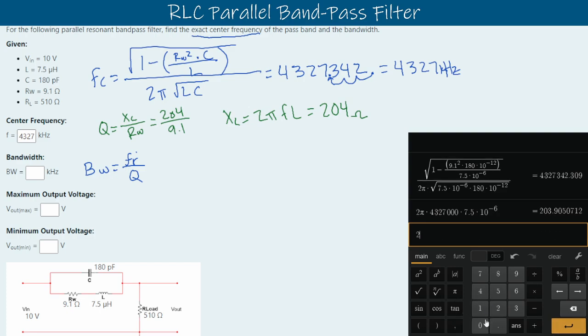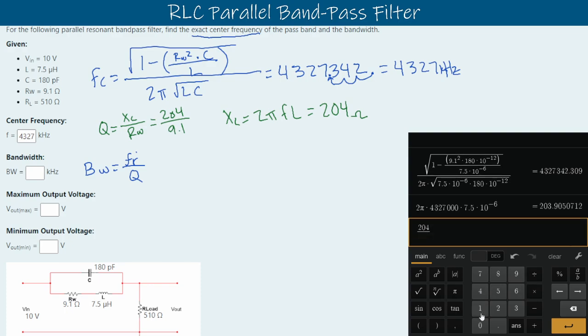Say 204 divided by 9.1. 22.4 is our Q. So now we can set that out. So 22.4. That is just a factor, so it has no ending on it. And so now we can go down to our bandwidth equation.